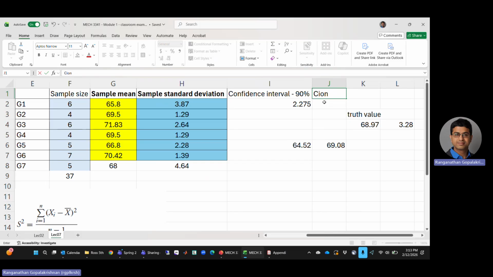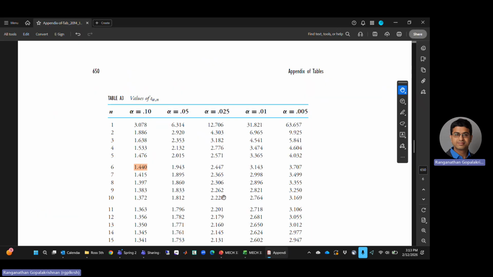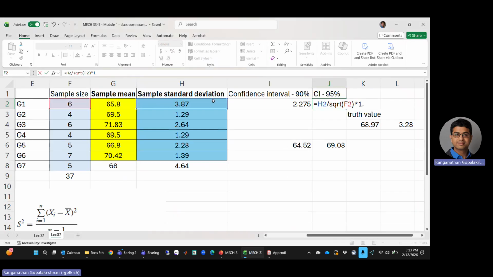If I want 95%, what would I do? I would take the same standard deviation divided by the square root of the number of samples, multiplied by, looking at the table, if I wanted 95% confidence, I need to multiply by 1.943. Okay. I don't want to insult your intelligence.